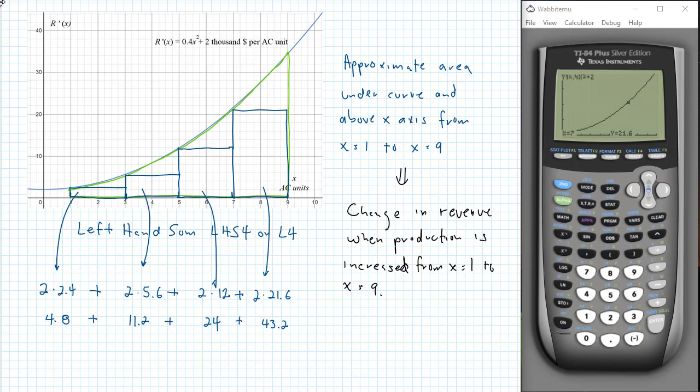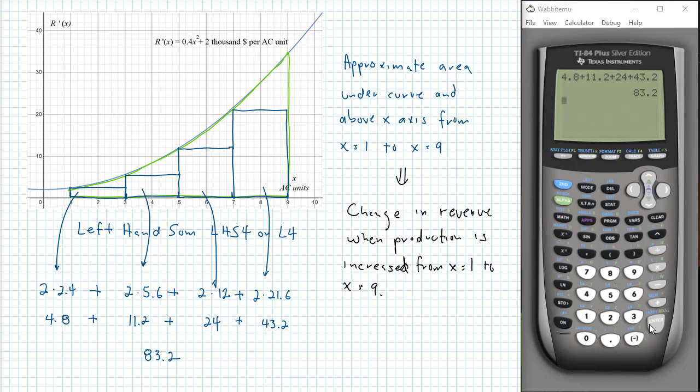So if we add those all up, that's going to give us an approximation of the area. So let me go ahead and do that. So we're going to take 4.8. We're going to add 11.2. Add 24. Add 43.2. And we get a total of 83.2.